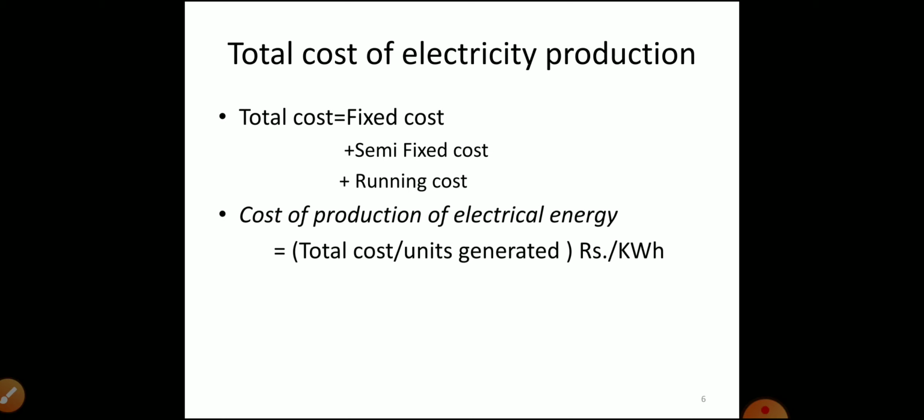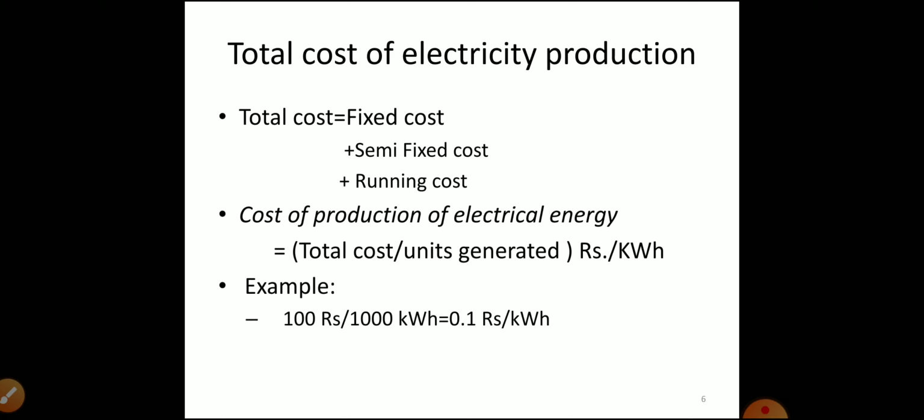In order to find out the cost of production of electrical energy, we need to find two things. First, how many units have been generated, and second, how many rupees are required for a given number of units. So the cost of production of electrical energy is equal to total cost divided by units generated, which will give us the cost in rupees per kWh.